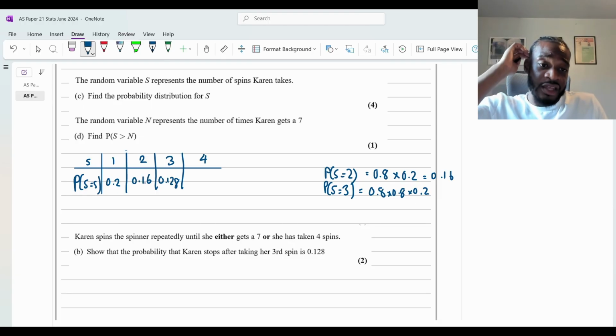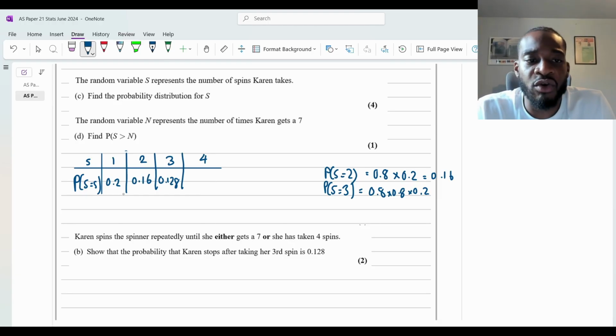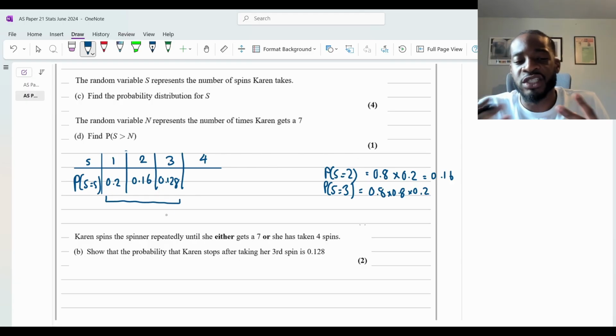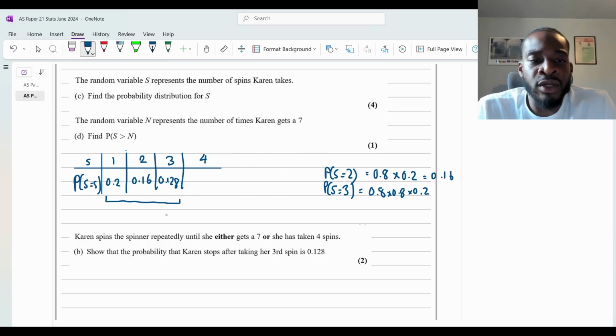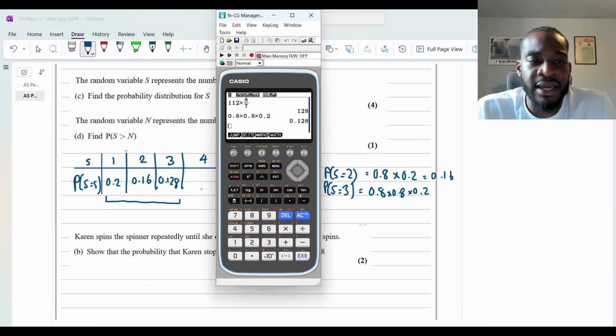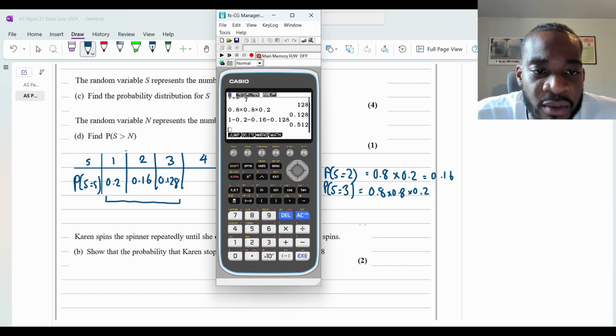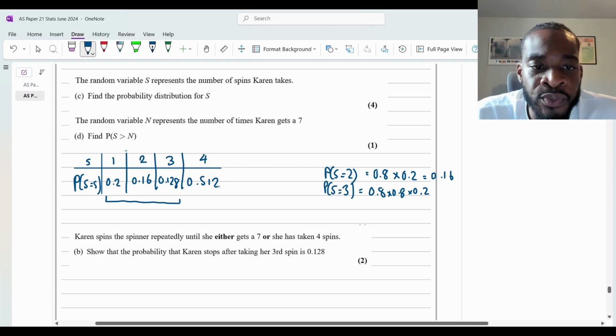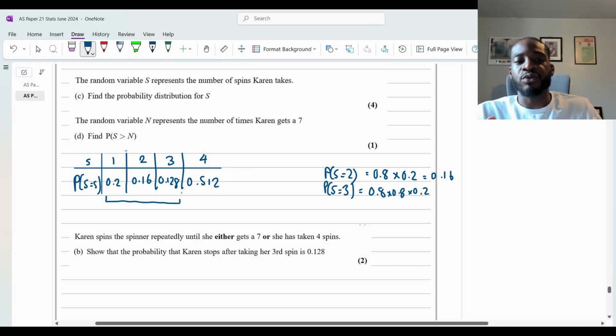And then now to get the probability of S equaling 4, there's 2 ways to do it. I'm going to do the most straightforward way, but I'll do the other way just because it's really good to understand the logic behind it. So we just add those up and then take it from 1. So I'm going to get my calculator. That's just going to be 1 minus 0.2 minus 0.16 minus 0.128. And this is equal to 0.512. So that is our complete probability distribution.